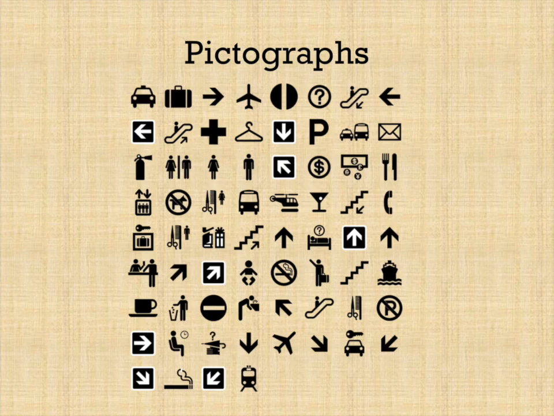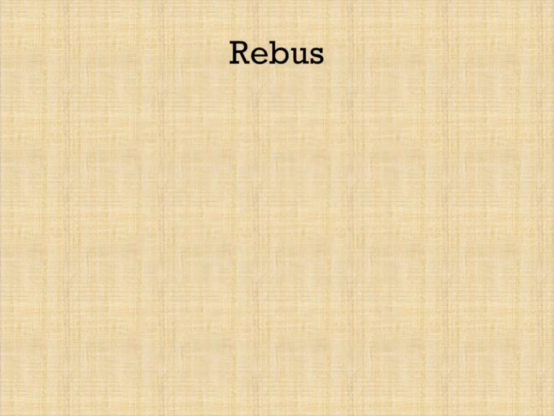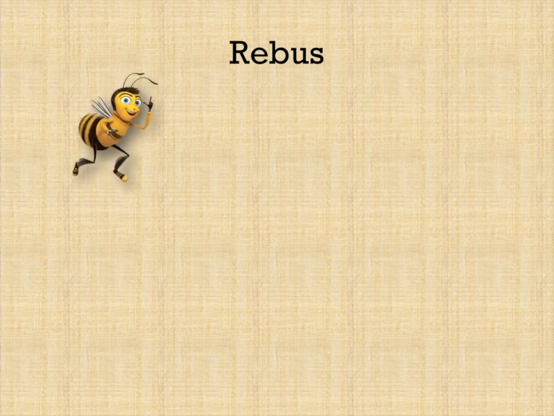So the gap between the pictograph and the representation of language itself begins with what is called the rebus. This is actually a Latin word, rebus, and rebus means with things. This means to write something down with things. Let's take a look at what could be done using the rebus. When we look at this, what do we see? Well, we see a bee.